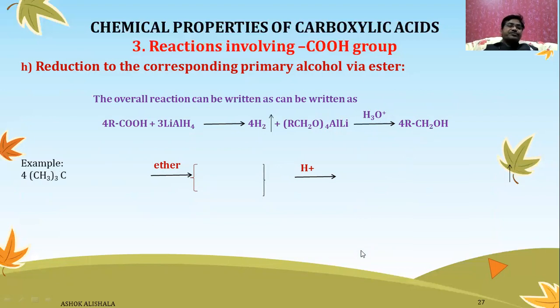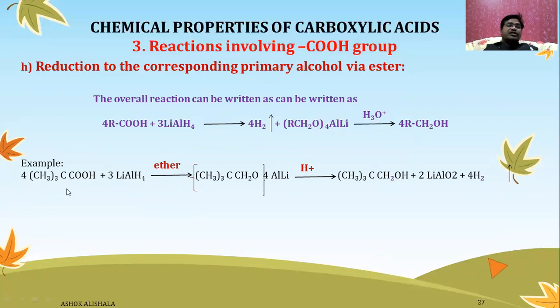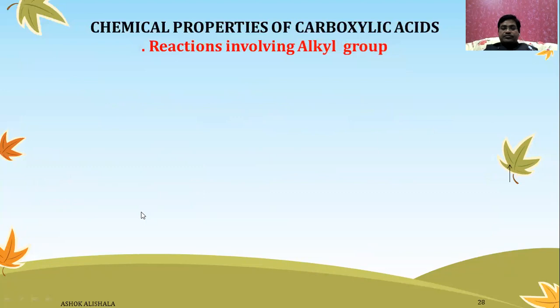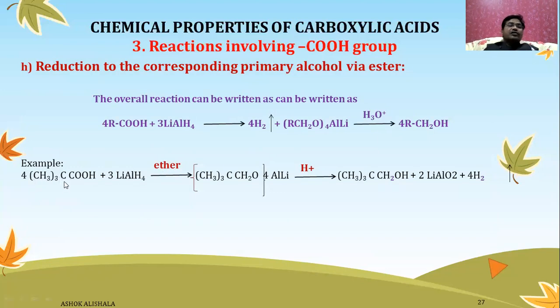For example, if you take tertiary isopropyl butanoic acid, when treated with lithium aluminum hydride, you will get an intermediate compound, that is, the intermediate salt, and on acidification we will get isopentyl alcohol. Now this is the case.